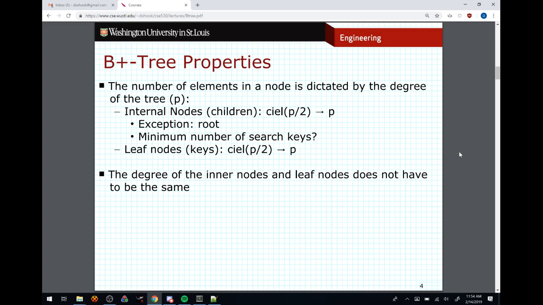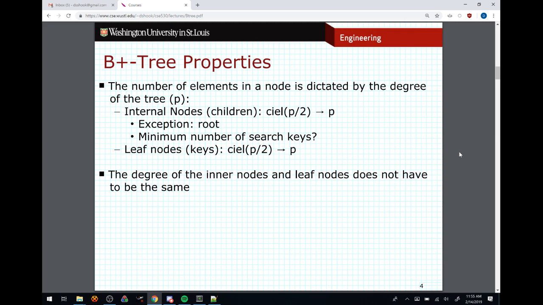There's one exception to this rule, which is the root. And so the root does not have to follow these rules. The root can be at less than half capacity. In fact, sometimes it needs to be.